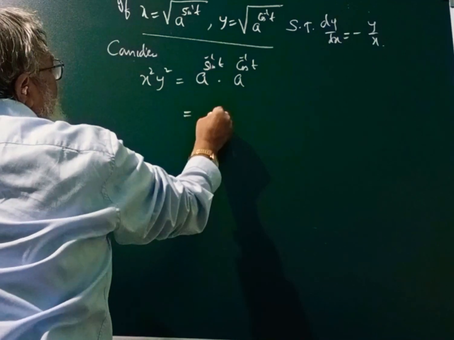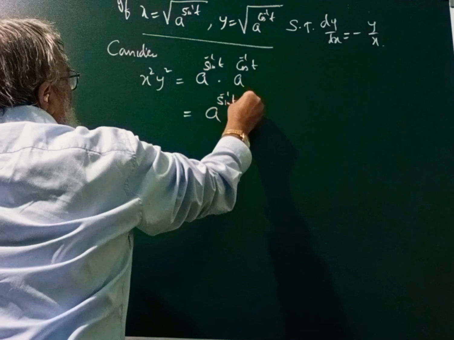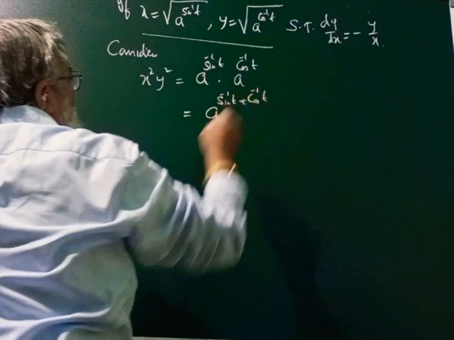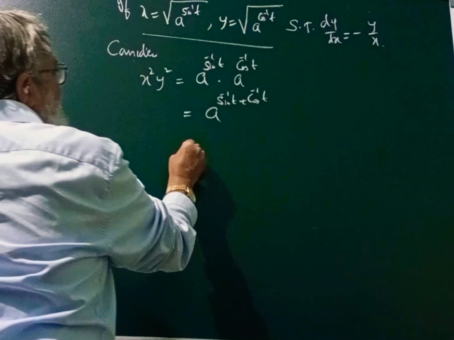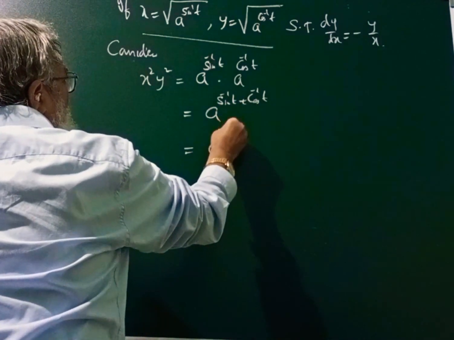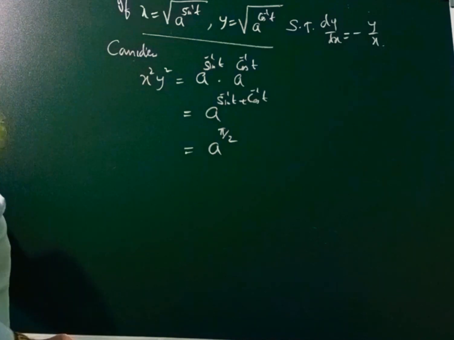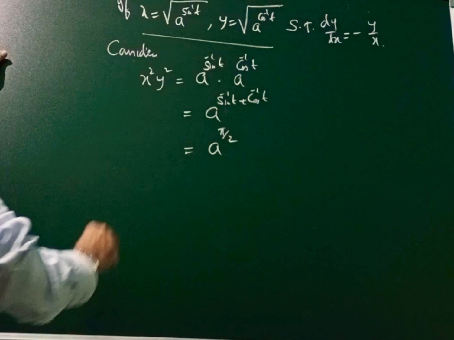Now, by the index laws, a raised to sin inverse t plus cos inverse t. By the trigonometric formula of inverse functions that we have done already, sin inverse t plus cos inverse t is pi by 2. That formula we know. So that is there here.